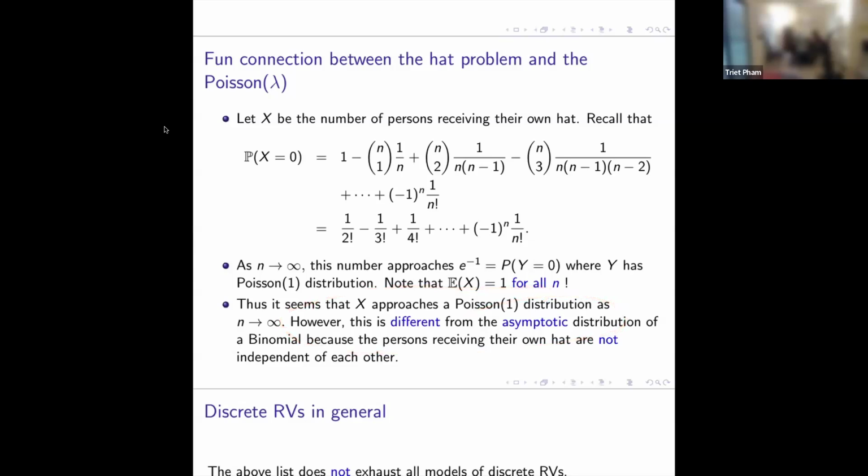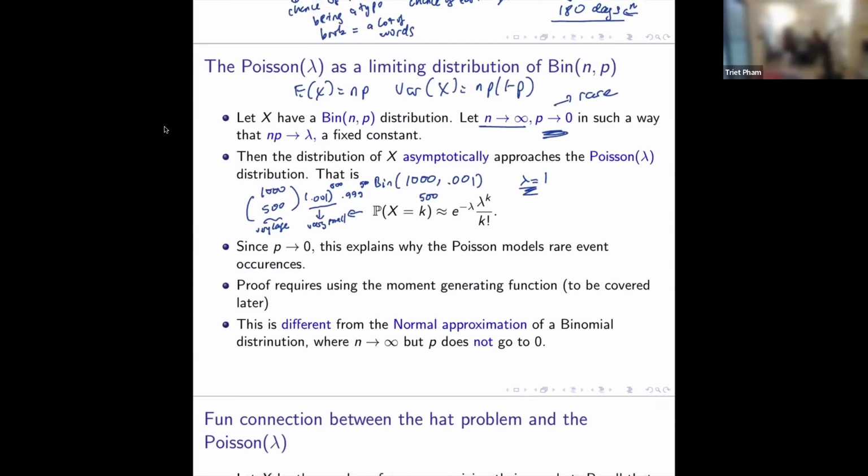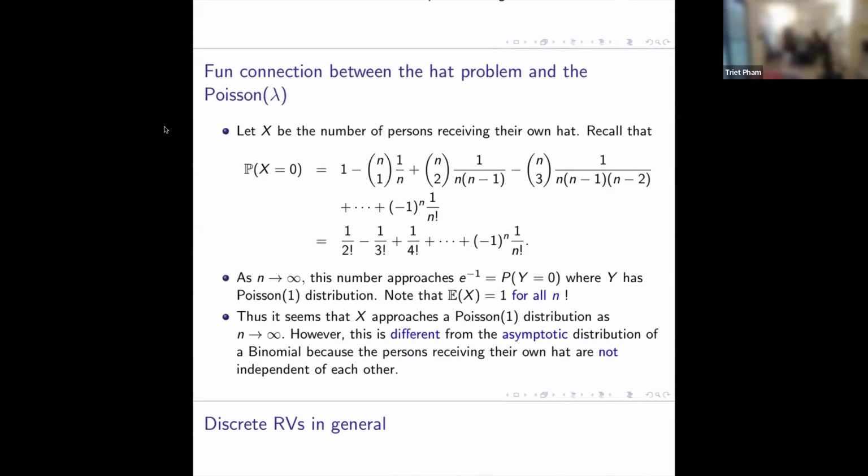But the reason here is much more sophisticated than this. This is already sophisticated, mind you. It requires a moment generating function technique. But this is even more sophisticated because it's a dependent approximation. But the Poisson is still a presence behind the hat problem. But that's just for fun. This is beyond our class to get into.